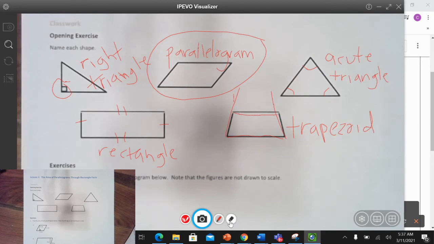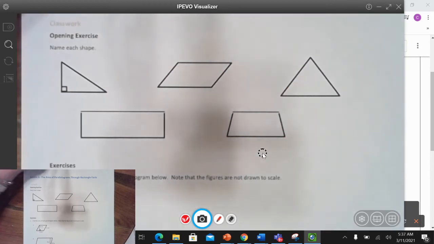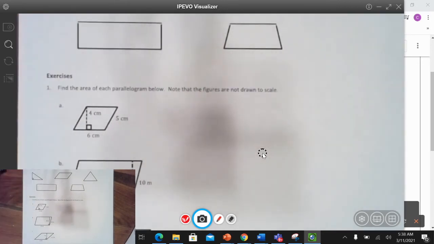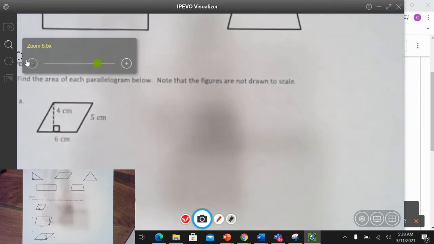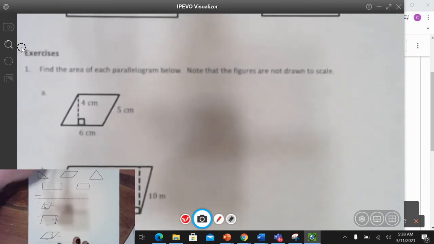So we're going to go ahead and look at an example. All right, and it says find the area of each parallelogram below. Note all figures are not drawn to scale. Okay. I'm going to zoom in a little bit here because I just want us to look at this A together. And remember, area of a rectangle and area of a parallelogram, we use the same method to find them. But like I said, in this case, instead of calling it length and width, we call it base and height.